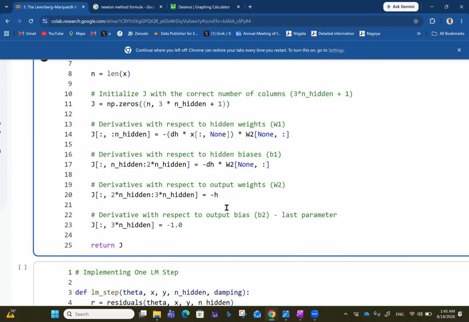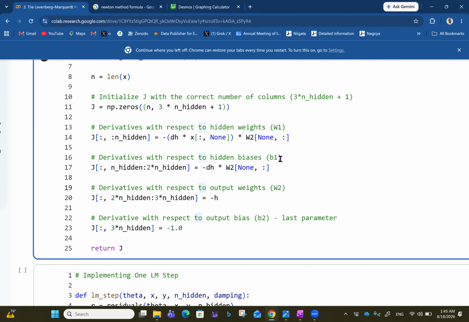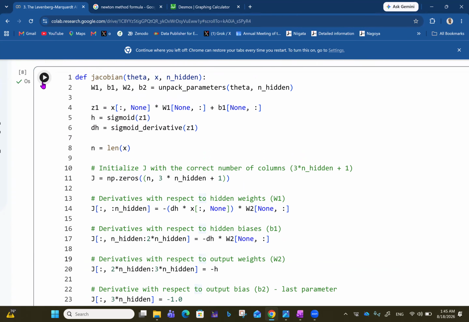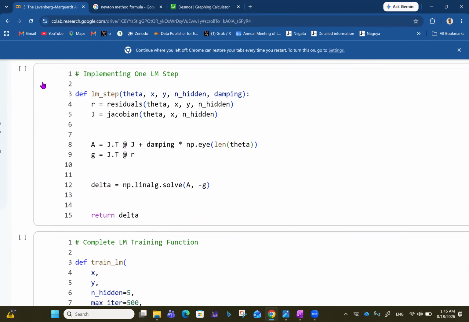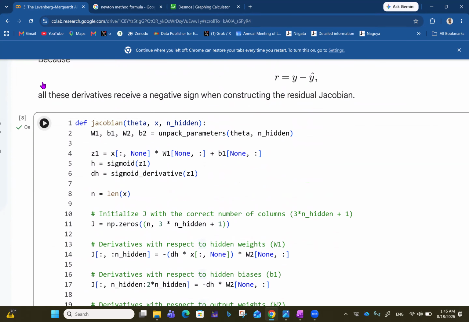Then derivatives with respect to hidden biases, B1. Same kind of setup. Then derivatives with respect to output weights. All those things we differentiated before. Here we got minus h. Then the derivative with respect to output bias B2. That's the last parameter. We get minus 1.0 like that. So don't forget to run this so that it can work when you finally run the whole thing. So this is done now.